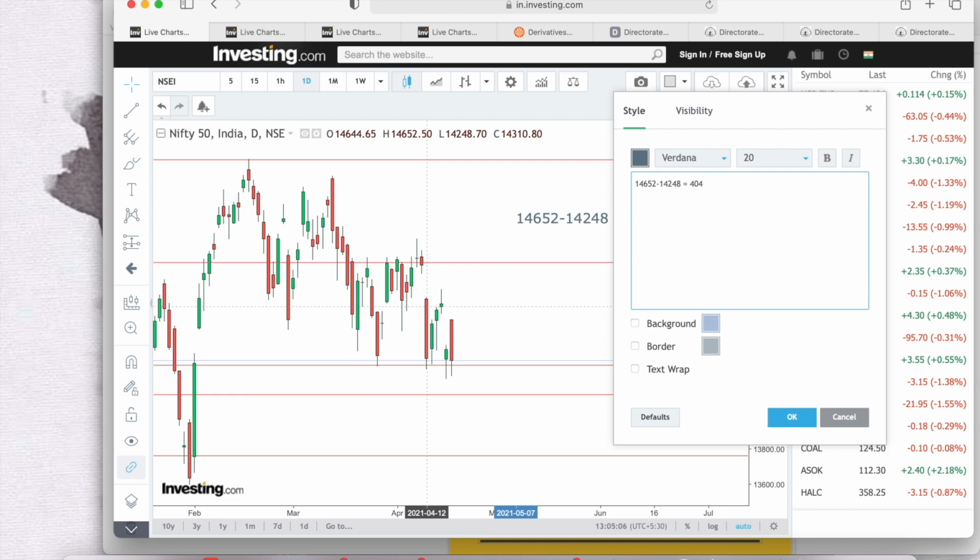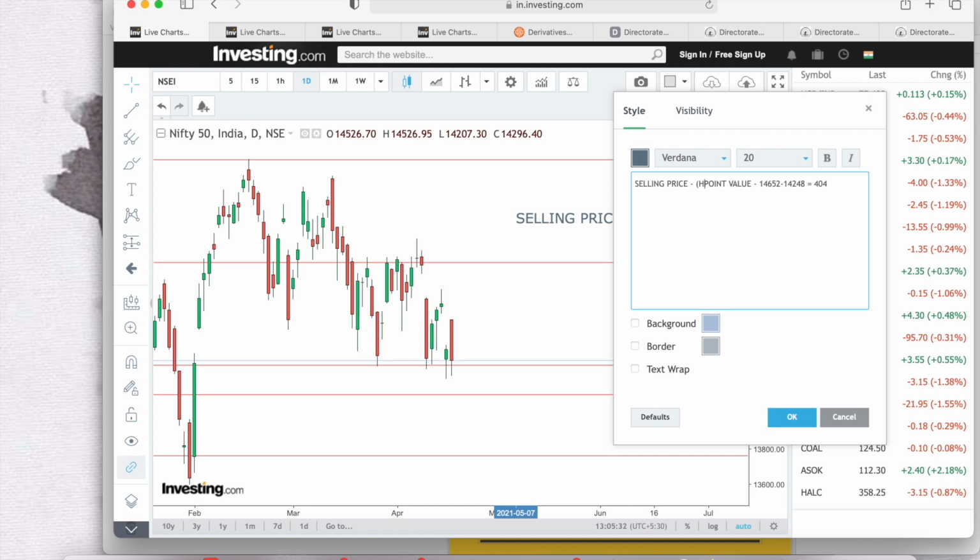Sorry, this is our point value. So you will get an advantage of 404 points. Now what is our selling price? Usually this is a selling pattern, so you will go bearish in this pattern.